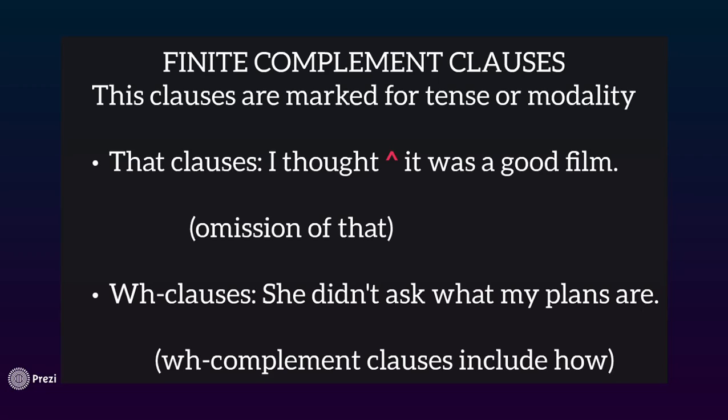In the following example, she didn't ask what my plans are. Our dependent clause is placed after a verb, as in the previous example too. In these 2 cases, the controlling elements are verbs. Please don't forget that whenever we say WH clauses, we include how to.